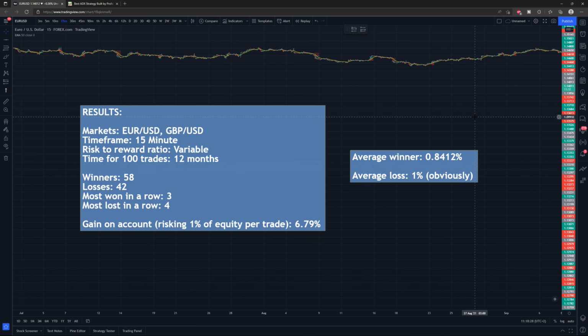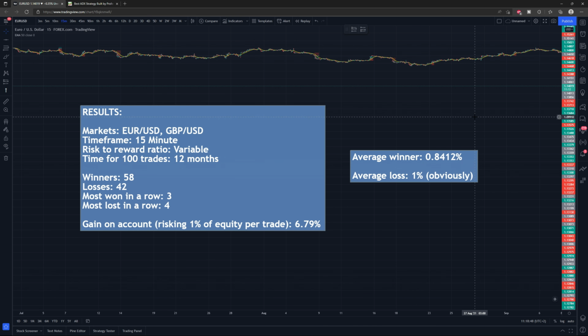All right, results are in, so let's check it out. This was tested on Euro against the US dollar as well as British pound against the US dollar because I ran out of price data on Euro. 2 months out of the 12 months was on British pound against the US dollar. This was done on a 15-minute time frame using a variable risk to reward ratio.